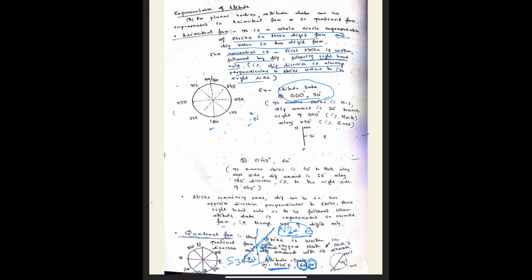But if we do not mention this southeast, then we will be in problem, because we can have dip direction to this side or to this side. The amount remaining same, we can have dip to this side or dip to this side. So we have to mention the strike direction, then the dip amount, then the dip direction in quadrant form, in order to have a clear picture of the dip and strike value.